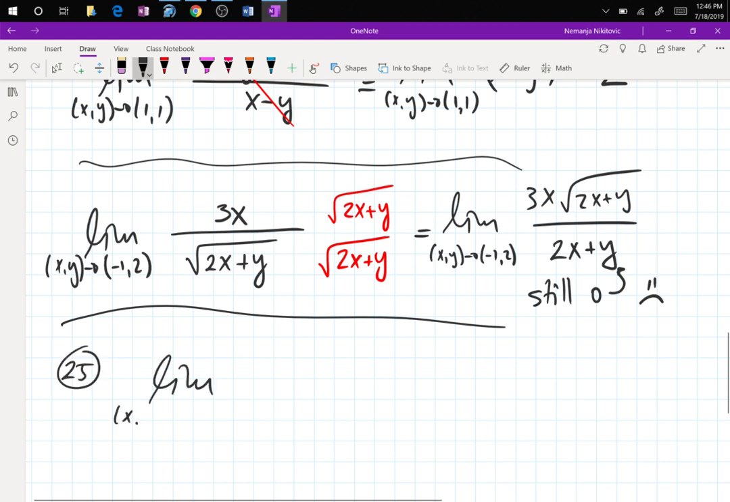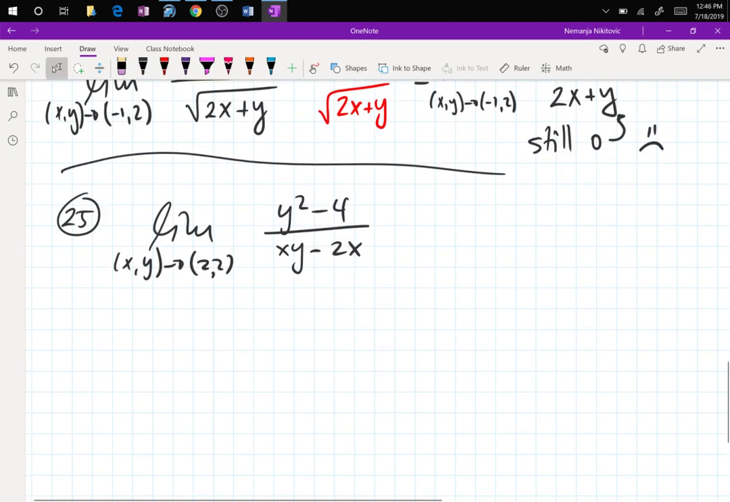So the limit as x, y goes to 2, 2 of y squared minus 4 divided by xy minus 2x. When you plug in 2 and 2, that's the first thing you try, you immediately see that the denominator is 4 minus 4, which is 0. So we're not happy, right? At that point, you try looking for algebraic solutions, which are either factoring or, if you have square roots, rationalizing. Not too many choices there.